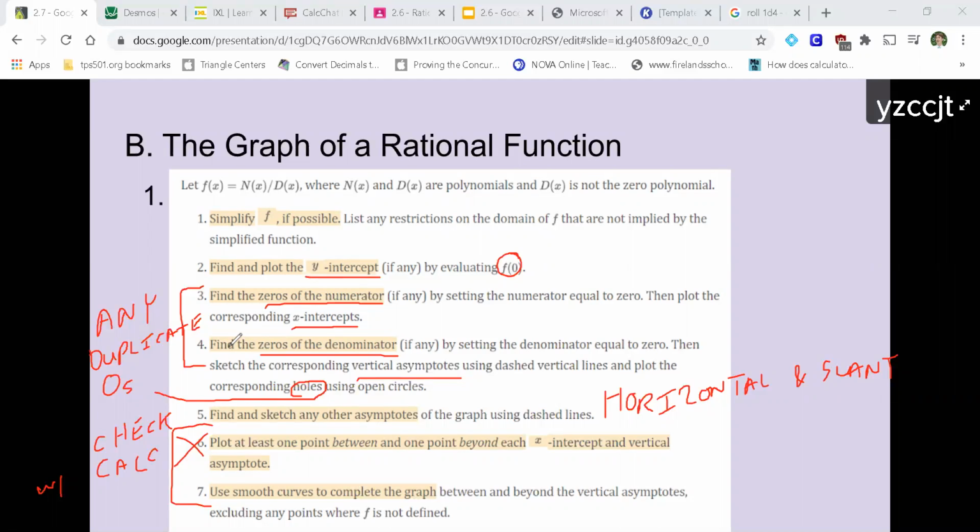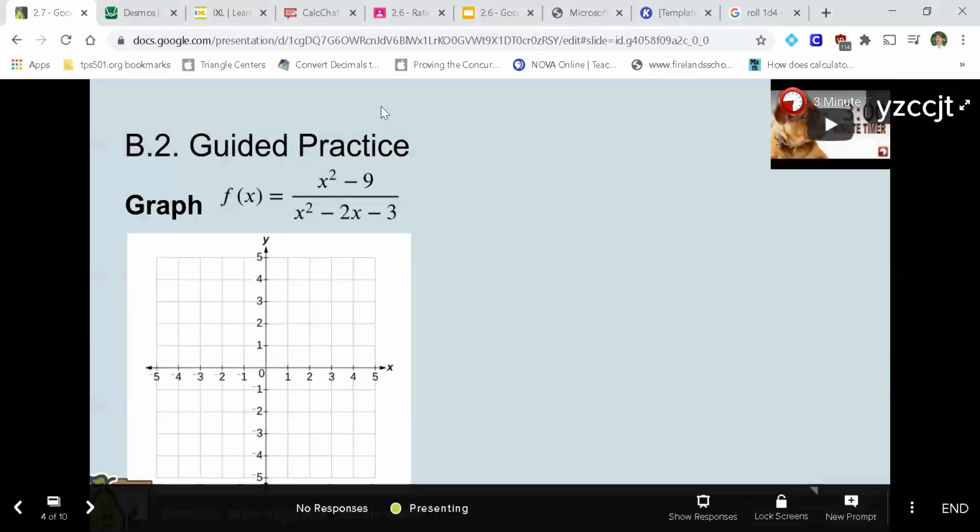All right, we're good to move on? Okay, cool. Okay. I said it was a guided practice. I think I'll just do this as an example.